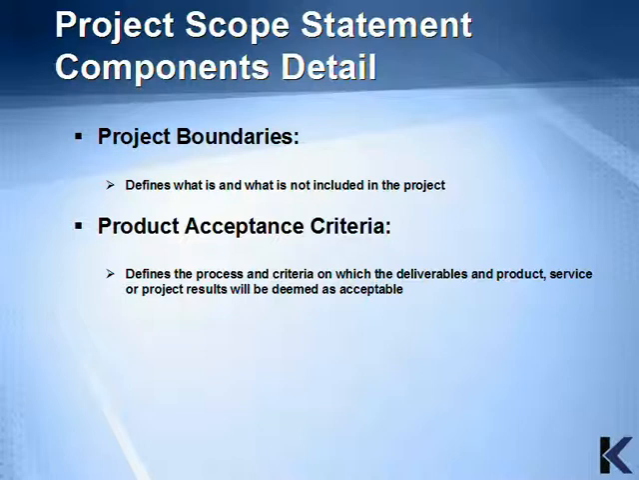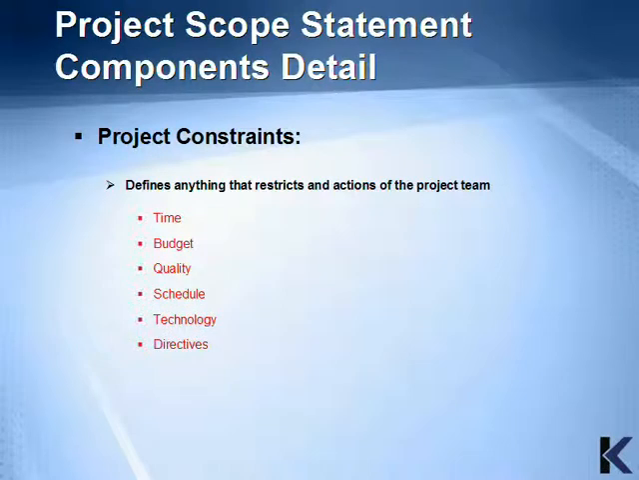Product acceptance criteria defines the process and criteria on which the deliverables and product, service, or project results will be deemed as acceptable. We have not yet covered the triple constraint model. This is part of the quality planning section. However, for now, just remember that when you start documenting constraints, don't forget to zero in on the triple constraints of time, cost, and scope. They are usually impacted somehow. The values for these items are typically known to some extent at the beginning of the project and should be documented here.